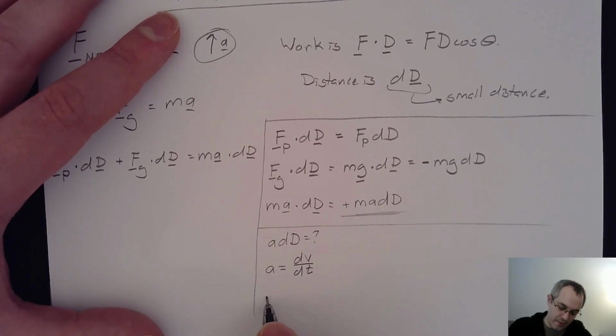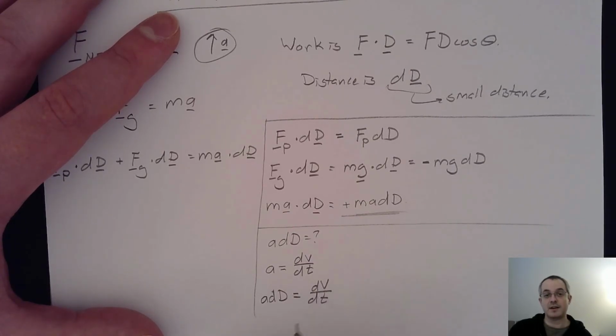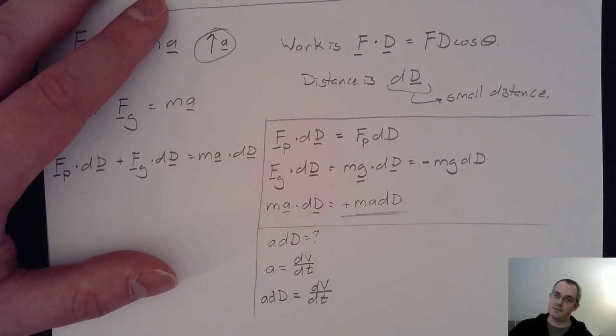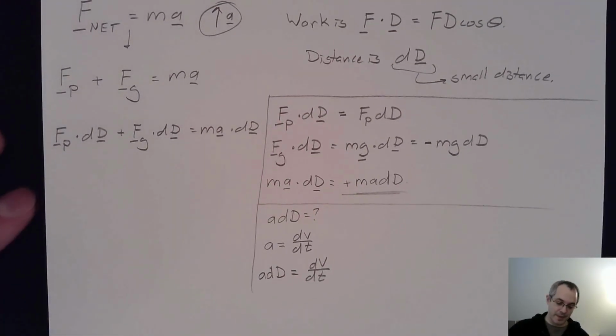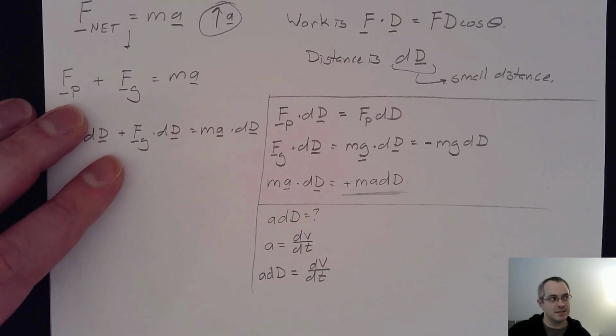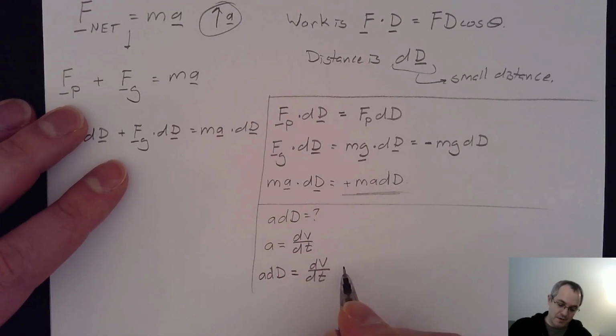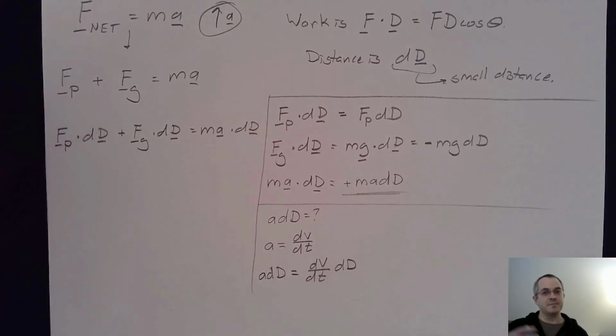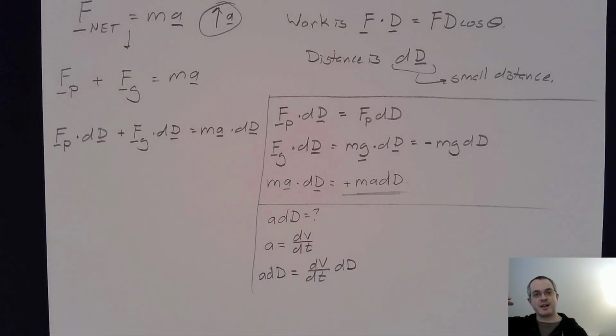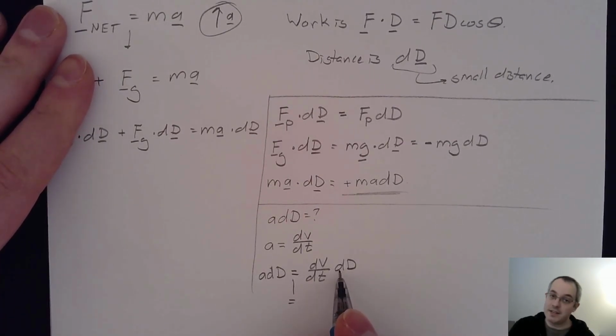So if we have A times dd, that means that this is going to be dv by dt. If you're not going to get tired of me saying d over and over again, then I don't feel like I've done my job. So ADD is dv by dt times dd. And much like how we just kind of slid that difference in time over, we're going to just slide that dt on over to be underneath the dd and have this be dv times dd by dt.